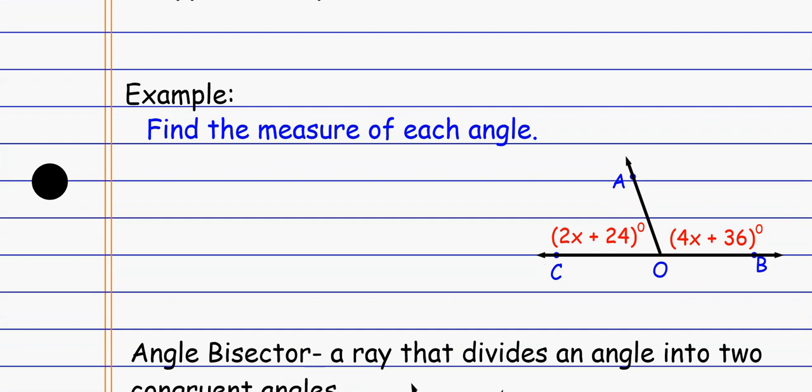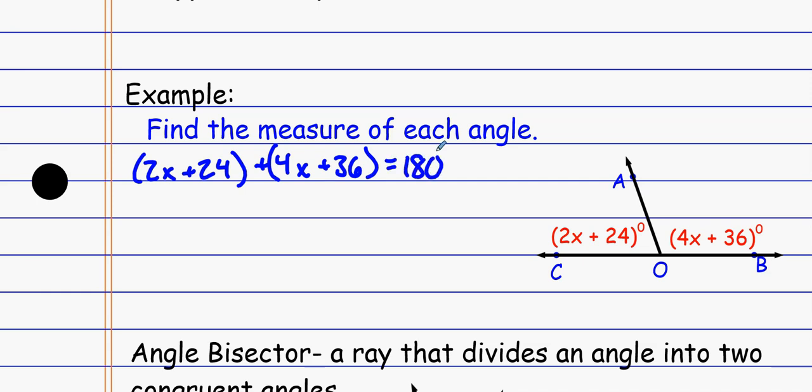For example, if I look at something like this, it says find the measure of each angle. And for this one, we'll assume that COB is a line, so that's a straight angle. So this is a linear pair. It's two angles that make a line, which means they are supplementary. They add up to 180 degrees. And so the way we say this, we would say that I can take the 2x plus 24 plus the 4x plus 36, and that equals 180 degrees.